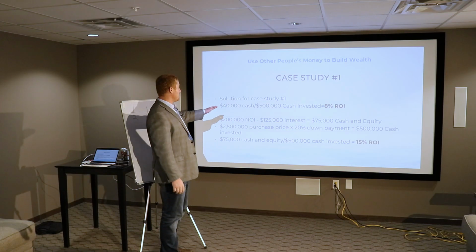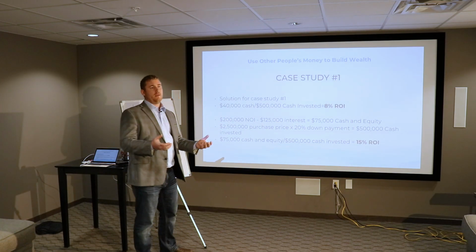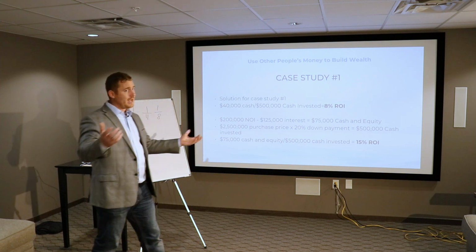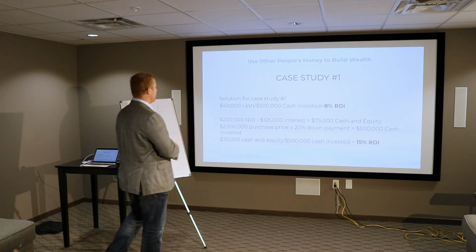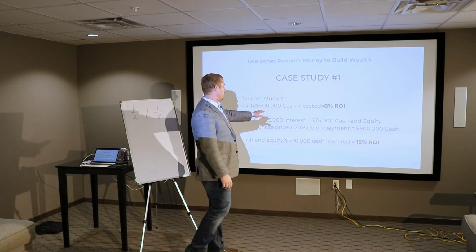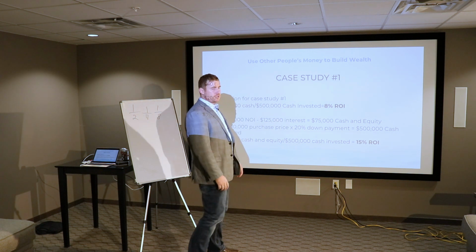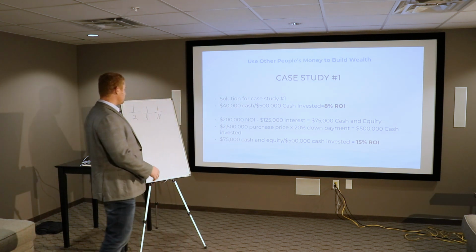So we ended up with $40,000 in cash, and we just divide that by the purchase price, which we paid cash for, so that's the cash invested. 40,000 divided by 500,000, if you run that, is going to be 8% return on investment.